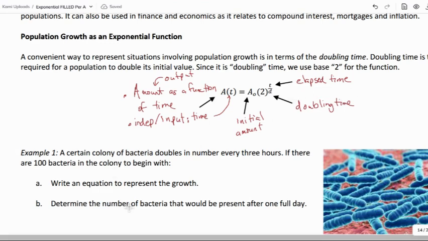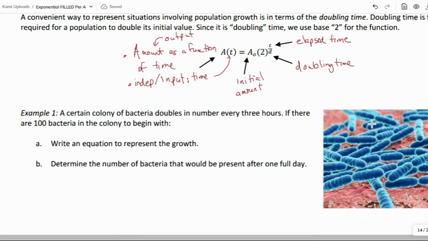Okay, let's look at an example. Now, FYI, on a test, I will give you this equation or this formula. Example 1. Go ahead and read it to yourself. Okay, underline or highlight the information that is given.